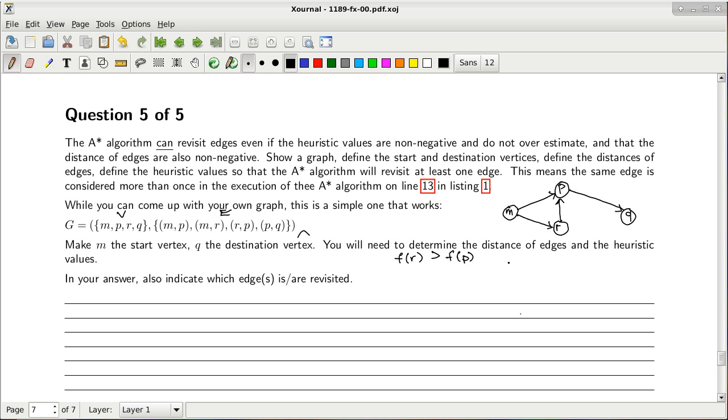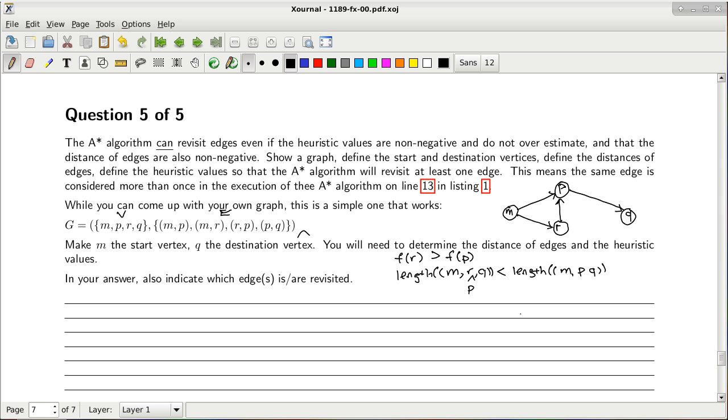But at the same time, we want the length of the path MRPQ to be less than the length of MPQ. I forgot one thing here: MRPQ instead of MPQ. So these two are basically the constraints that we need in order for PQ to be revisited. Okay, so given that, how do we make that happen?